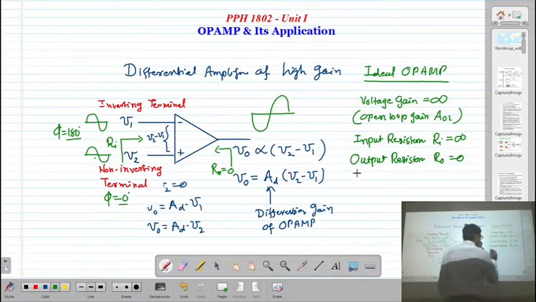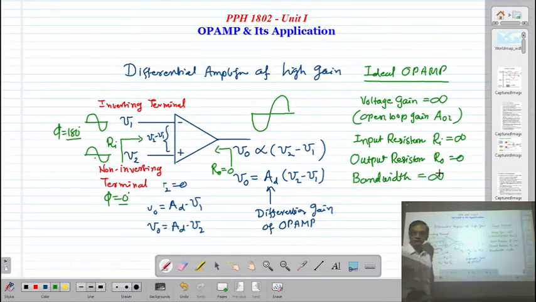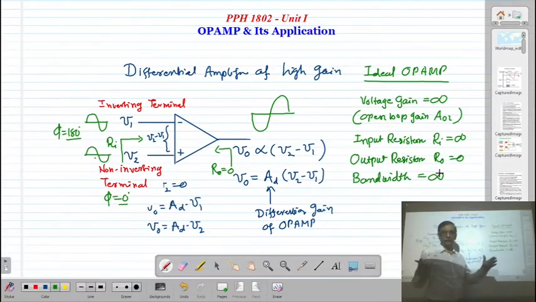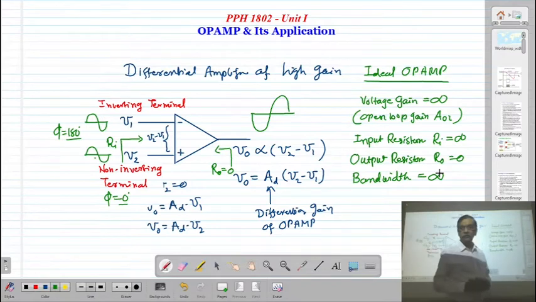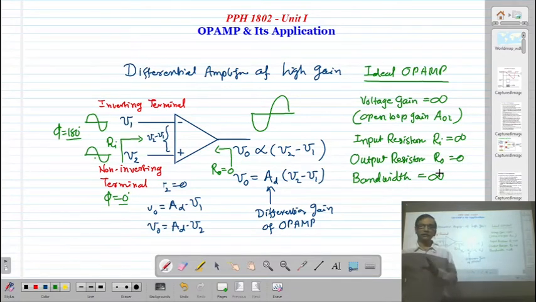Then if you are talking about the bandwidth, it must also be infinite. Means either you apply a low frequency at the input or you apply a high frequency at the input, for all the frequency range the gain of the amplifier is going to remain constant. That is, we can say the bandwidth is infinite. So it will give you an equal response to high frequency, mid frequency as well as low frequency. That is the bandwidth. Correct?